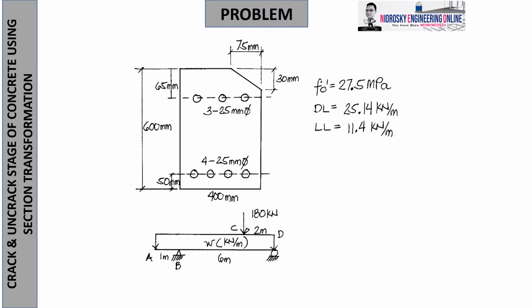And some loads are given, no? Dead load and live load. So, dead load is DL and live load is LL. So, dead load is 25.14 and live load is 11.4 kilonewton per meter. Now, notice that the beam that is 400 by 600 mm in dimension has reinforcement, no? 4 pieces of 25 mm diameter, meaning ang isang bilog ng bakal na inilagay is 25 mm, while yung nasa taas ay 3 piraso ng 25 mm diameter.